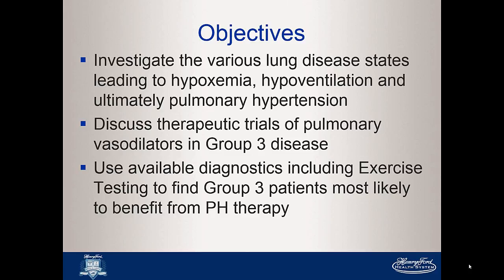So today the objectives are to talk about the various lung disease states that cause hypoxemia and ultimately lead to pulmonary hypertension. We'll talk about the therapeutic trials that do involve Group 3 disease and mostly about the pitfalls of studying these patients. We'll talk about the available diagnostics that we have, including exercise testing, to help find Group 3 patients that may benefit from therapy.